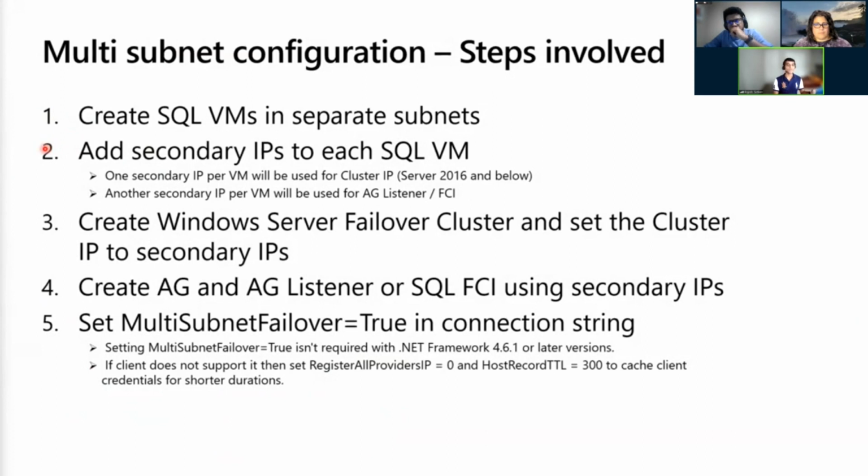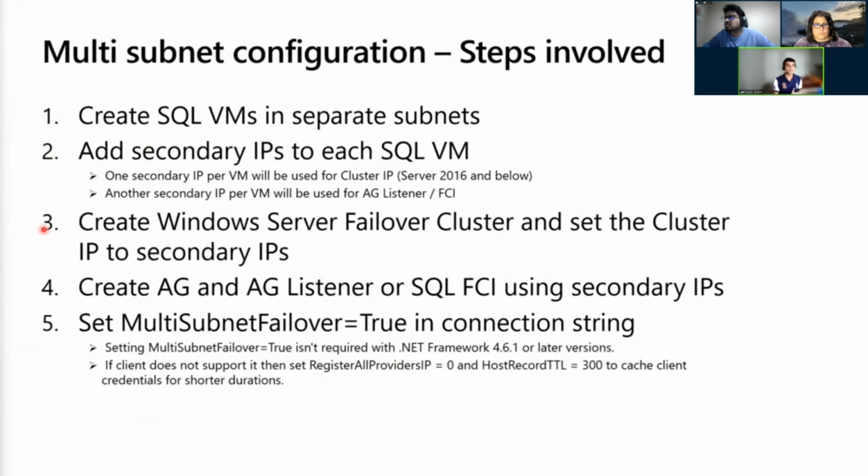Whenever you create a VM, you get a default IP, which is called the primary IP. And then when you go into the portal, and I think I'll quickly show it in a quick demo, you can start adding secondary IPs that can be dedicated for clustering and for availability group listeners or FCI. And once you have laid this groundwork of creating the VMs in separate subnets and adding the secondary IPs, you're pretty much good to go.